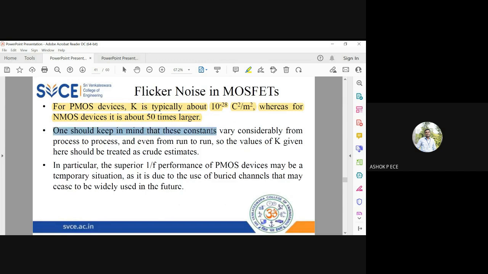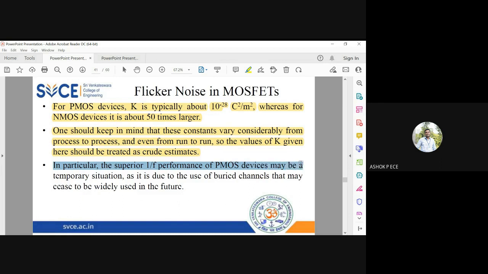This constant K, what they find out will vary from process to process, because they are all determined by experiments and computer simulation. So you cannot expect this K value to be constant always. It will vary from time to time and experiment to experiment.